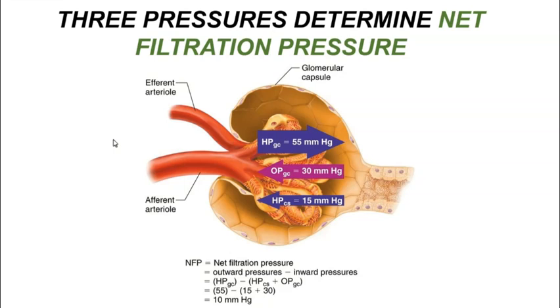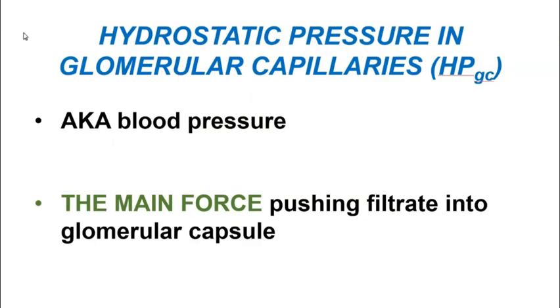So let's start with hydrostatic pressure in the glomerular capillaries, or HPGC. If you want to think of this in simpler terms, this is really just blood pressure, right? So blood pressure is the main driving force that's pushing water and solutes like glucose and sodium and potassium into the glomerular capsule. So this is the blood pressure of the glomerular capillaries that's forcing fluid out of the capillaries and into the capsule.